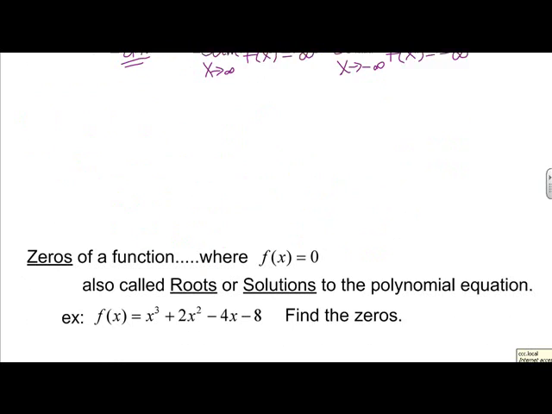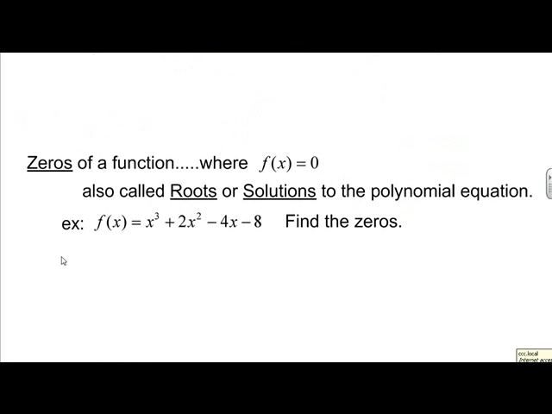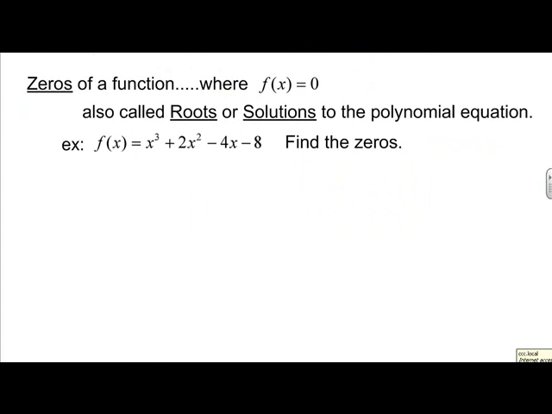So we also need to talk about zeros of a polynomial function. The zeros very simply are the values of x that make f of x equal 0. They're also referred to as roots or solutions to the polynomial equation. So if you're given a function and asked to find the zeros, what you've got to do is set the polynomial x cubed plus 2x squared minus 4x minus 8 in this case equal to 0.